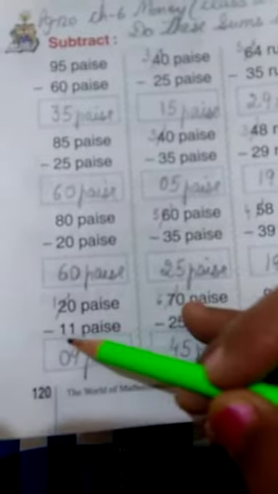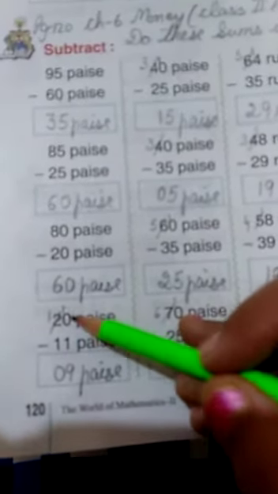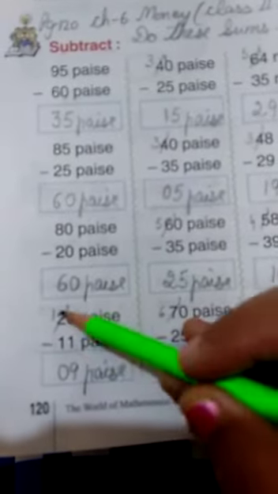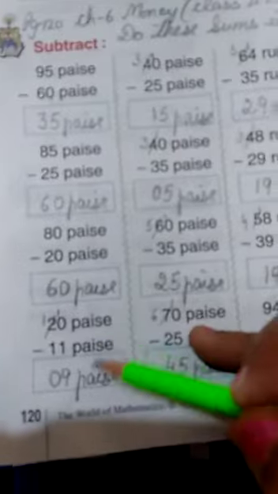20 paise minus 11 paise. Borrow 1 from here. It becomes 10. 10 minus 1 is 9 and 1 minus 1 is 0. So 20 paise minus 11 paise will give you only 9 paise.